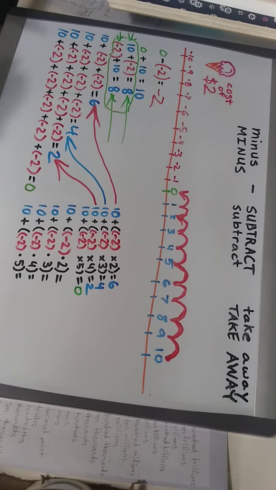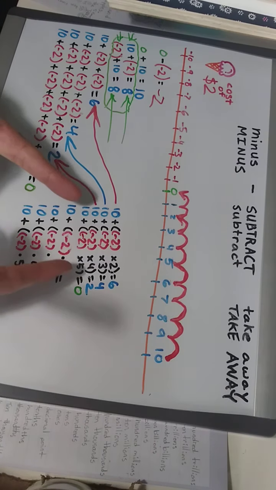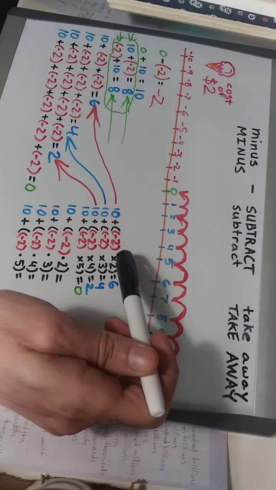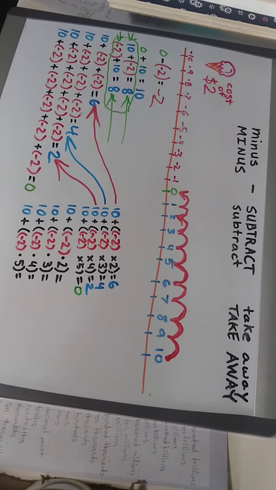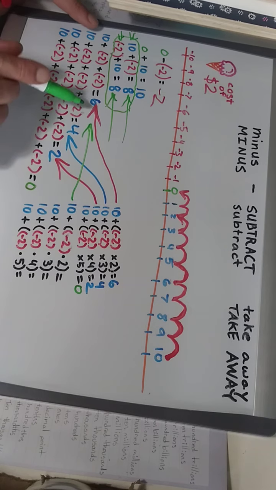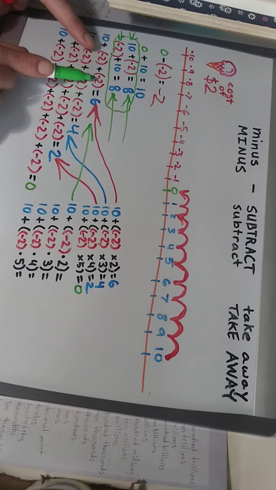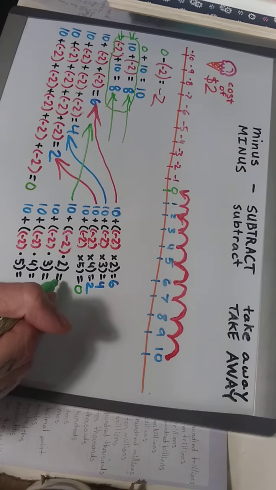So this is even, you don't really write the multiplication with an x like that. Once you get into bigger equations like these, you write the multiplication with a dot. So 10 plus negative 2 times 2 is the same as this one, which is 10 plus negative 2, how many times? 1, 2 times. So that's 6.